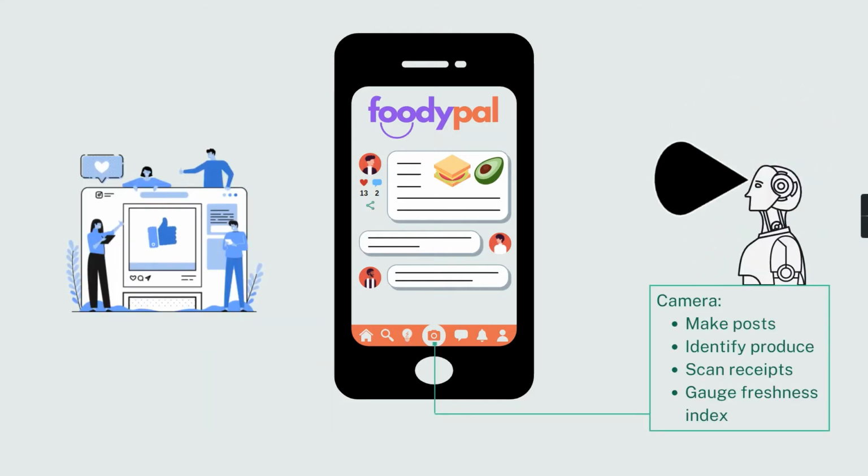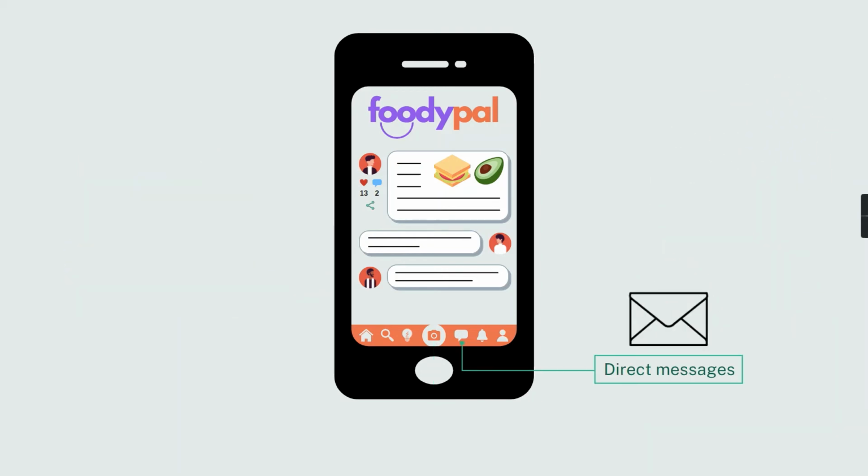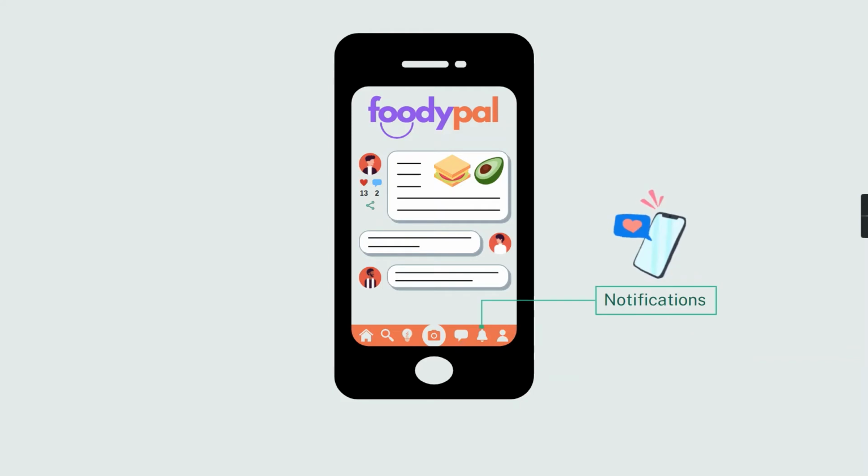Cooked up a smacking meal? Snap a picture with the camera feature for a post. Use it to intelligently identify your produce, gauge the freshness index, or inventory your food purchases by scanning your receipts. Direct messaging functions like in any other social media. Notifications are there for users to keep up with the Joneses. Users will receive reminders and alerts for events or trending posts to prompt engagement.